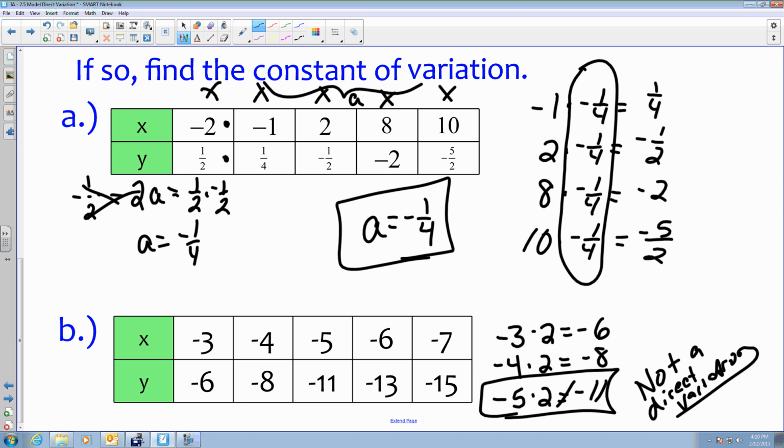And that is being able to apply models using direct variation.